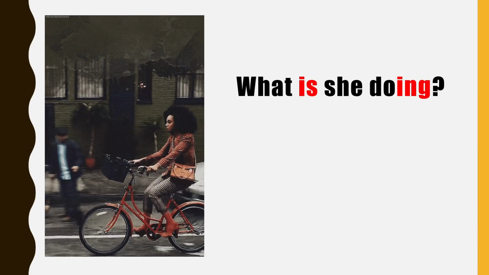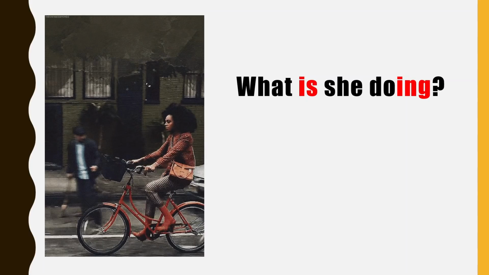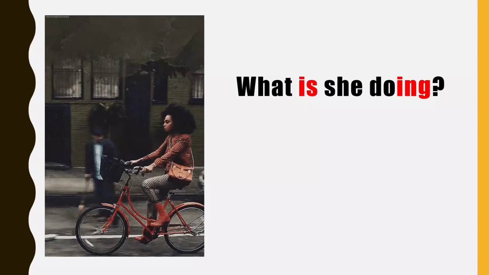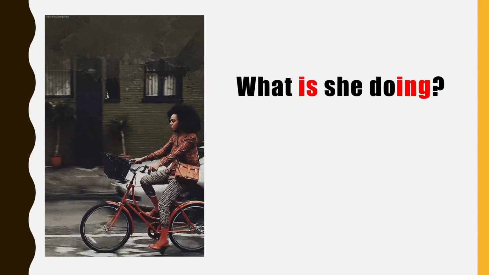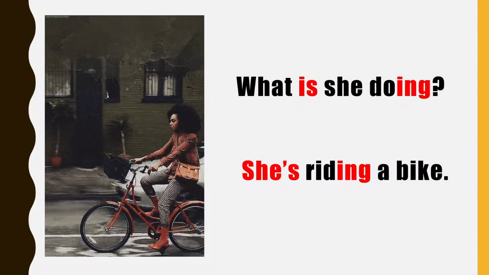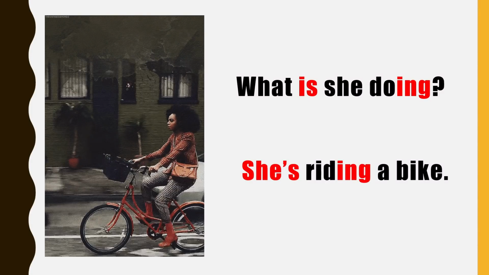Next question. What is she doing? So obviously, if we look at the picture, the girl is riding a bike. We follow back the format of the question, so we should have she's riding a bike. There is an is and there is an ing. Just that the is becomes a contraction.